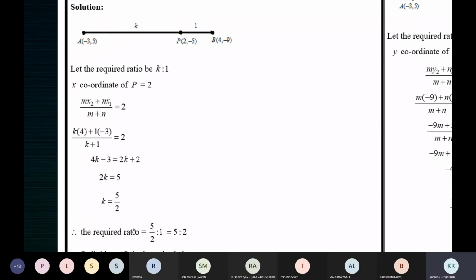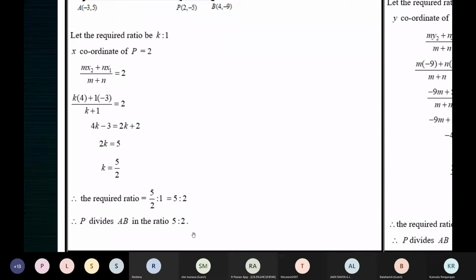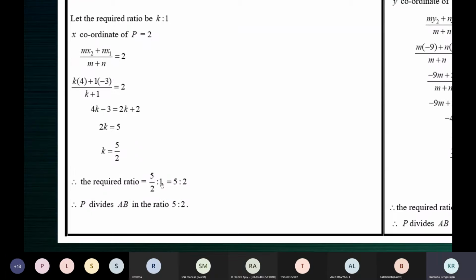Similarly here, this is 5 by 2 divided by 1. So we are multiplying the numerator and denominator by 2. 5 by 2 into 2, the 2 and 2 will get cancelled, so you will get 5. 1 into 2 is 2. So the ratio is 5:2. 5 by 2 is to 1 means 5:2.